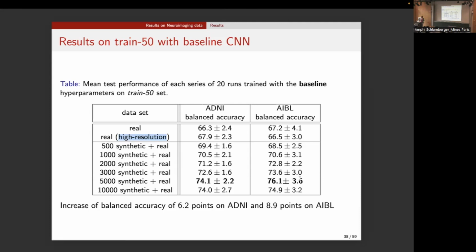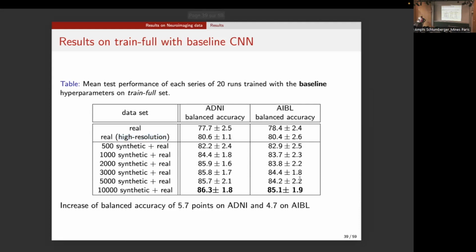So still American and Australian, they are Caucasian, right? We never go to some other types of data because we don't have them, but still it's a little bit of progress. You can increase the data set and still you increase the performances.